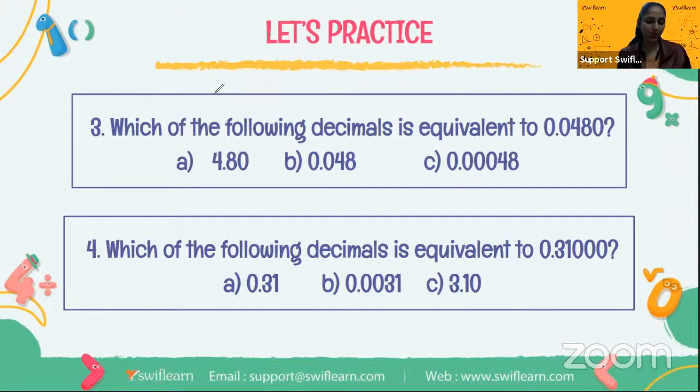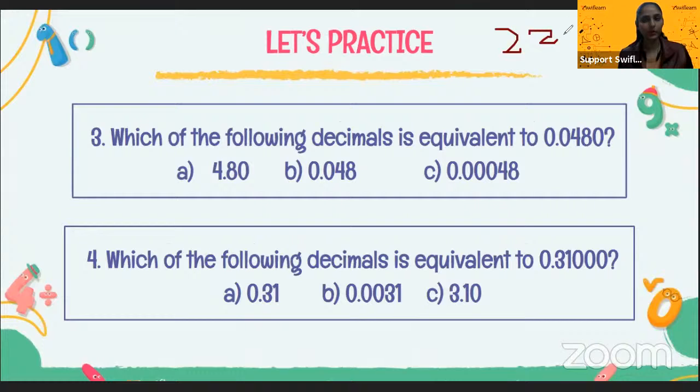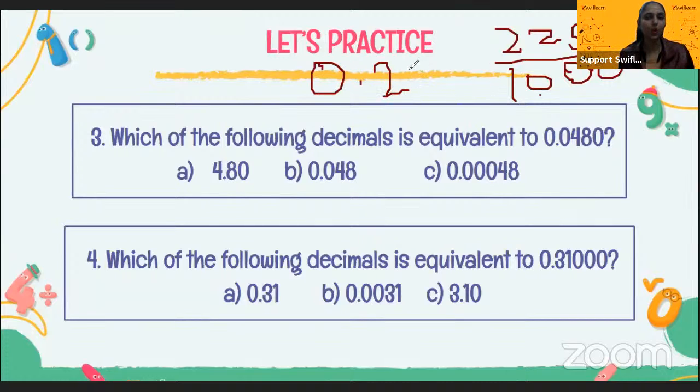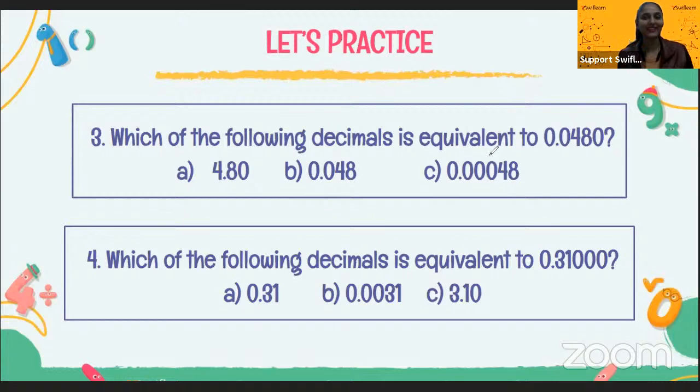I have just seen your message right now. I think you are asking about 225 over 1,000, right? If you want to change it into a decimal number, then it will be 0.225. I have just seen your question. Give me a moment, I'm looking at your chat. Okay, let's move further. Everyone has got this answer.